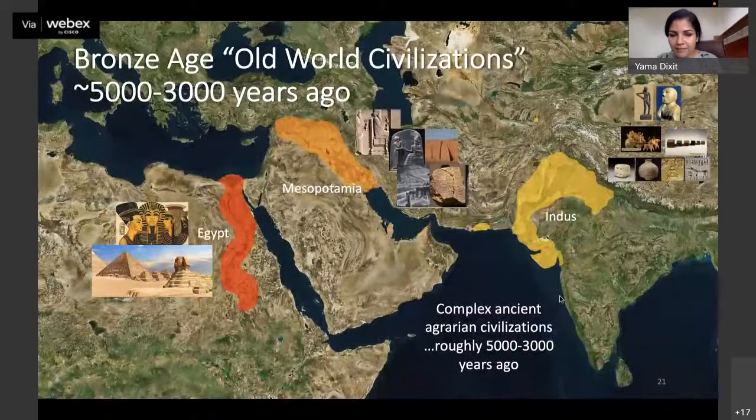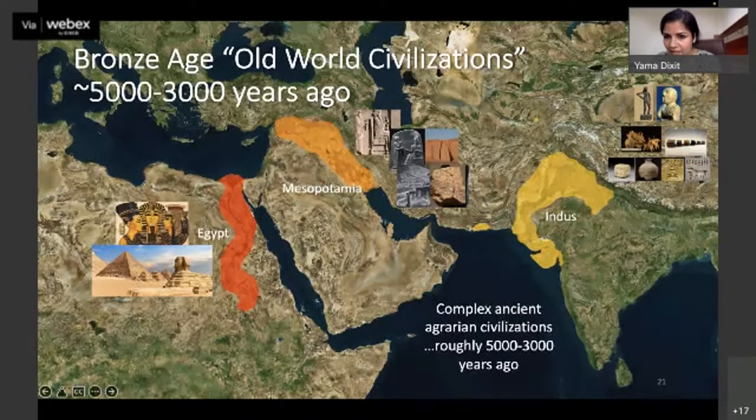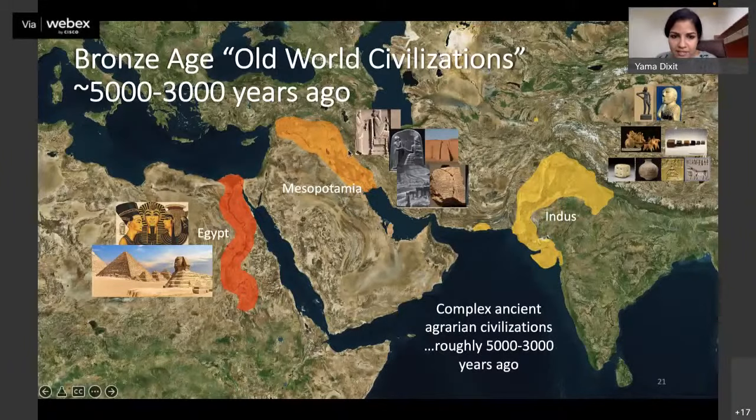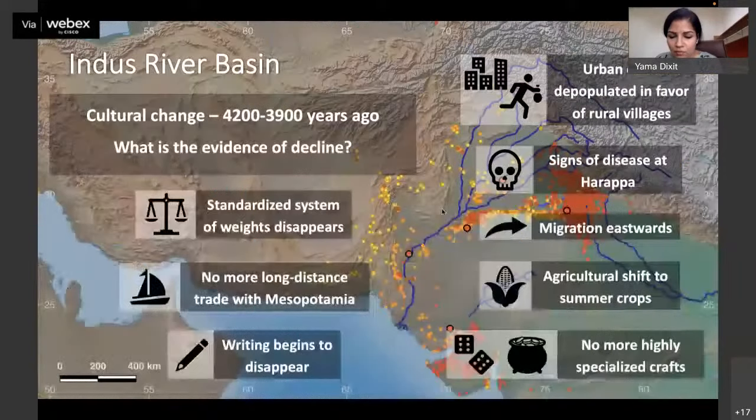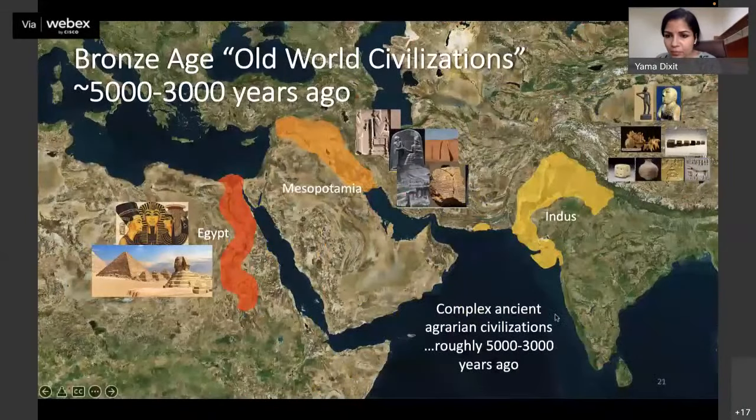Geographically, here is India, and in yellow is the Indus Valley civilization, and here the Mesopotamian civilization, and the Egyptian civilization. The Indus River had the Indus civilization, the Tigris and Euphrates had Mesopotamia, and Egypt is here on the river Nile. So these are Bronze Age civilizations, really complex ancient agriculture-based civilizations, roughly 5,000 to 3,000 years ago. Now, what happened is that at some point these civilizations did not continue, and they collapsed.